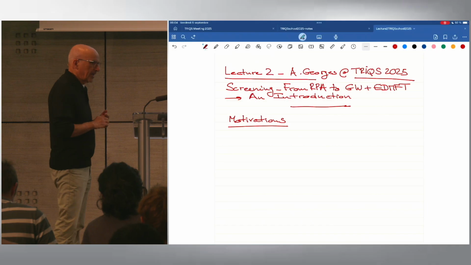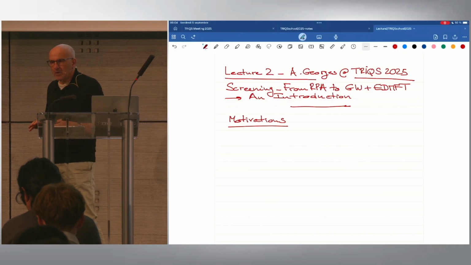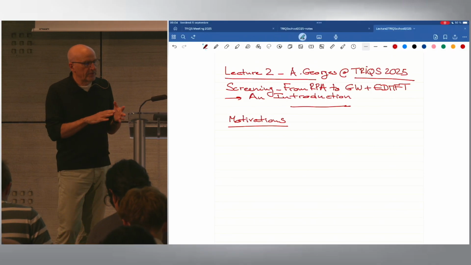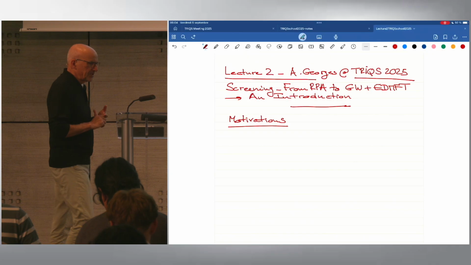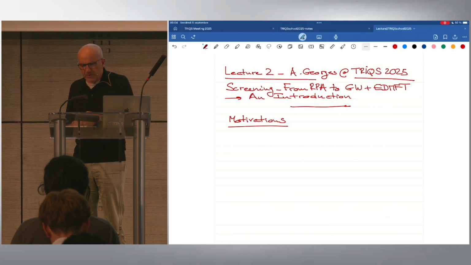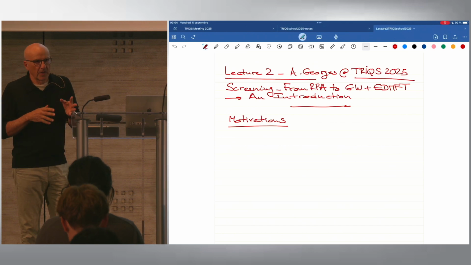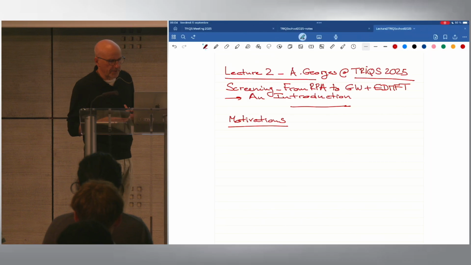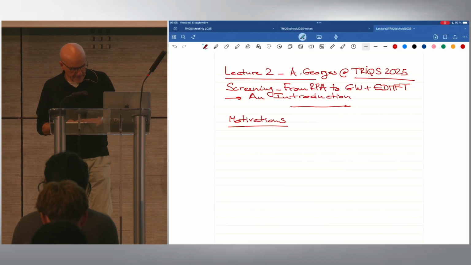Before I get started on the formalism, my lecture will be more about the basic concepts behind screening, gradually getting you into GW+EDMFT. But before we get there, I would like to spell out a few motivations, and also give you some reminders or perhaps an introduction to the concept of screening in solids.